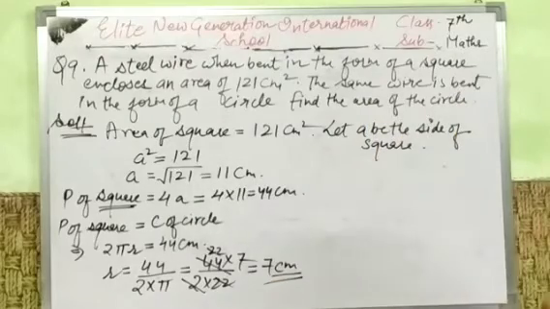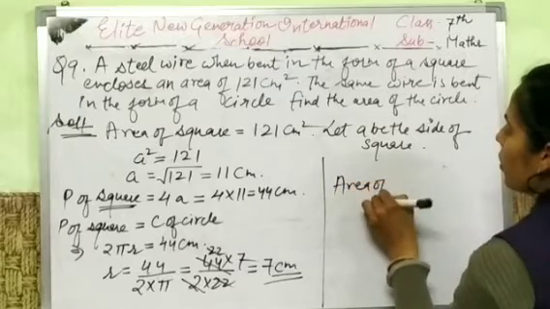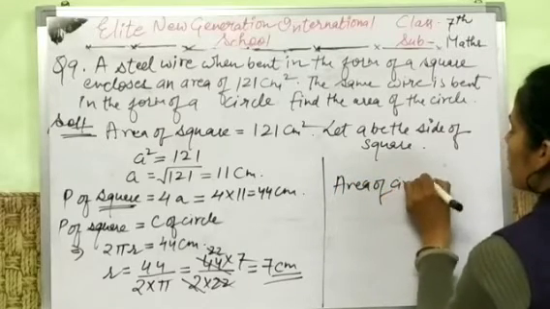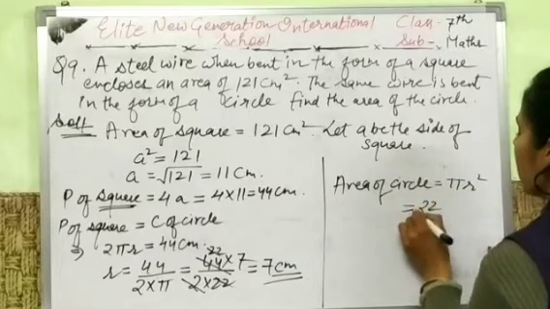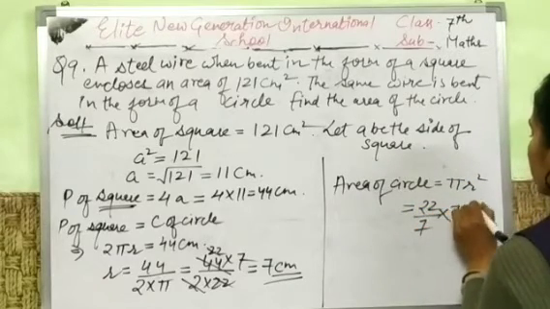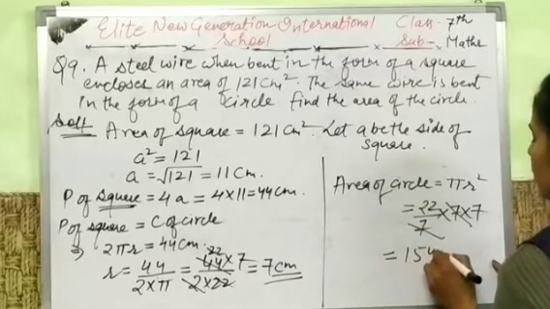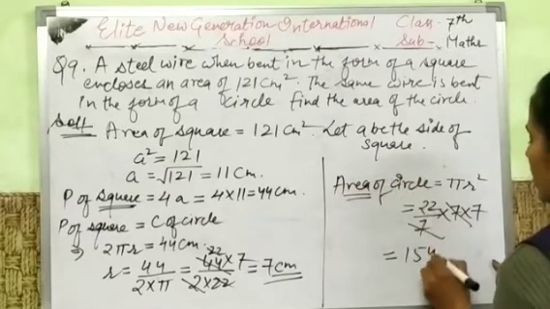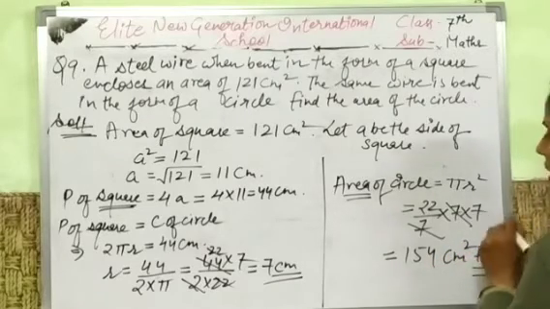Now we can easily find the area of the circle. The area of the circle formula is pi r square. Here we have r, so put the value of r here, 7 into 7. 154, and because it is area, we have to write centimeter square. This one is the answer.